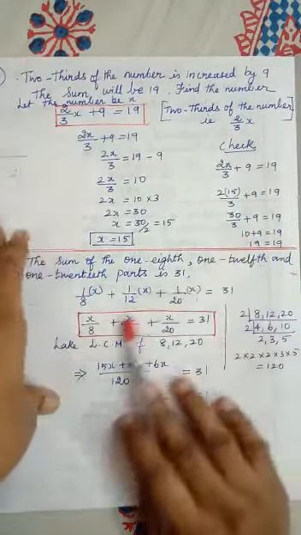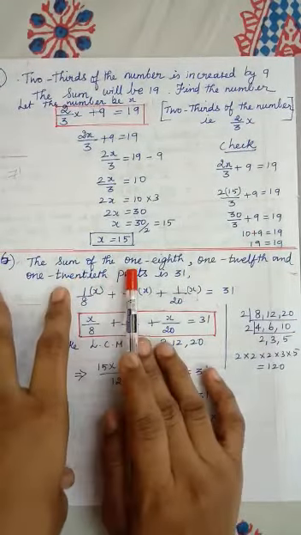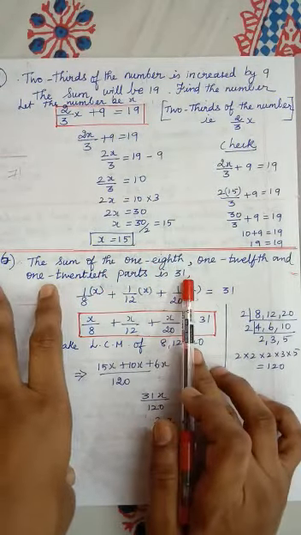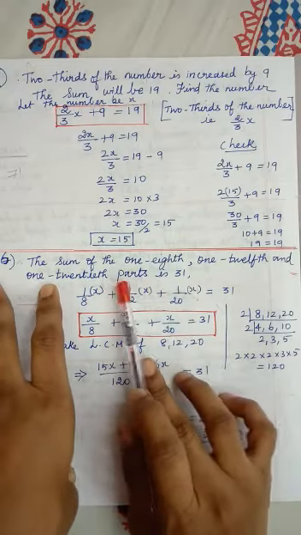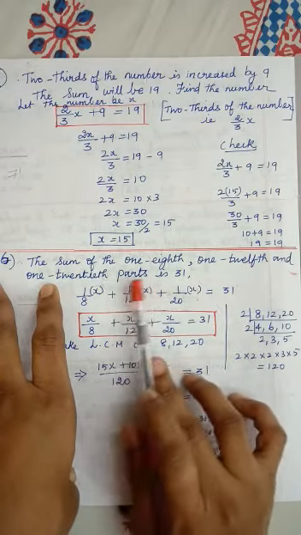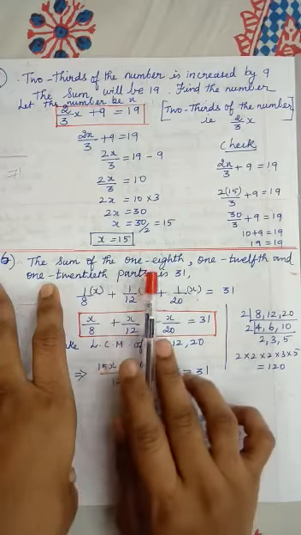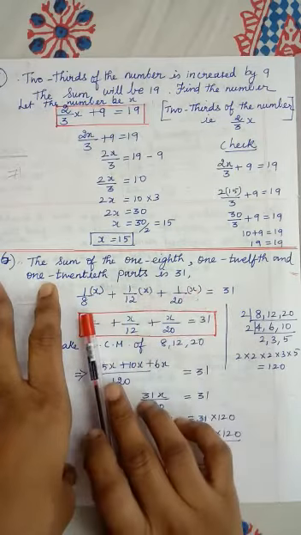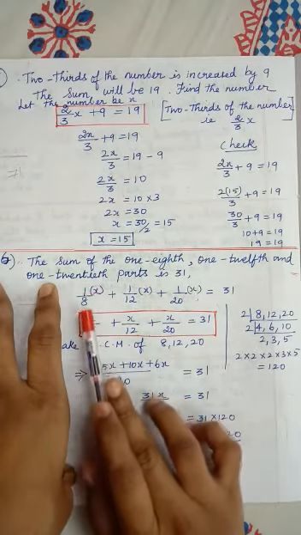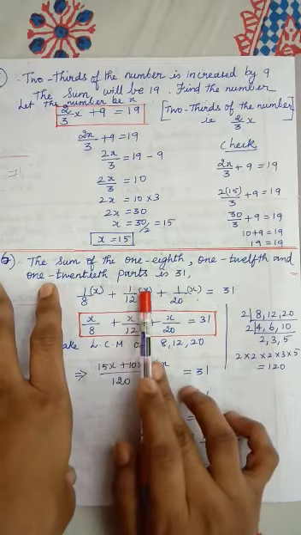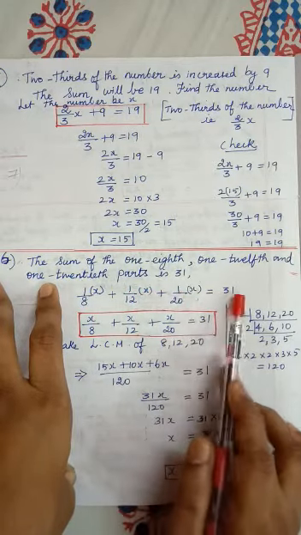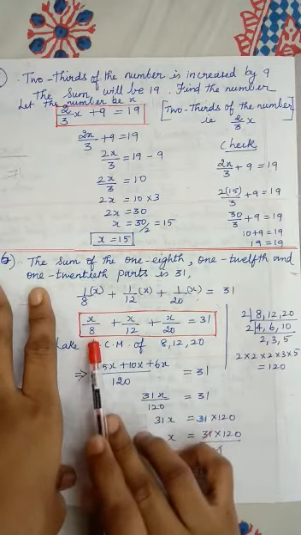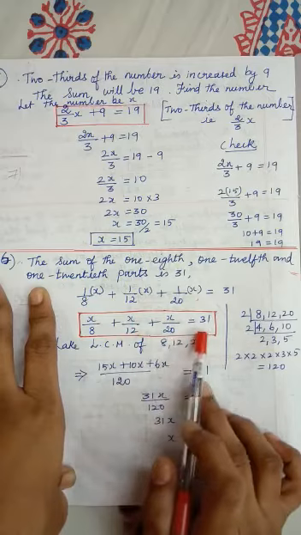Okay, students, then the sixth question: the sum of the 1/8, 1/12 and 1/20th parts is 31. Listen, keep in your mind the word parts. So that means 1 by 8th part of x plus 1 by 12th part of x plus 1 by 20th part of x is equal to 31. So you can write x by 8 plus x by 12 plus x by 20 is equal to 31.